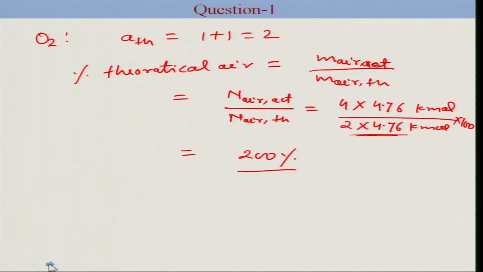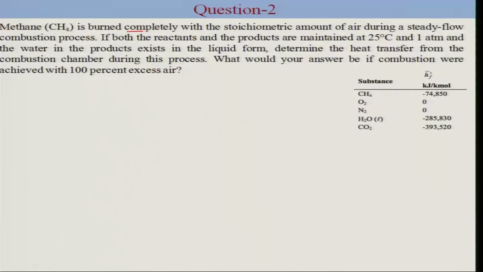Now moving to the next question. Methane is burned completely with the stoichiometric amount of air during a steady flow combustion process. If both the reactants and products are maintained at 25 degrees centigrade and 1 atm, and the water in the products exists in the liquid form, determine the heat transfer from the combustion chamber during this process. And what would your answer be if combustion were achieved with 100% excess air? Since fuel is burned completely, the product will contain only H2O, CO2 and nitrogen.